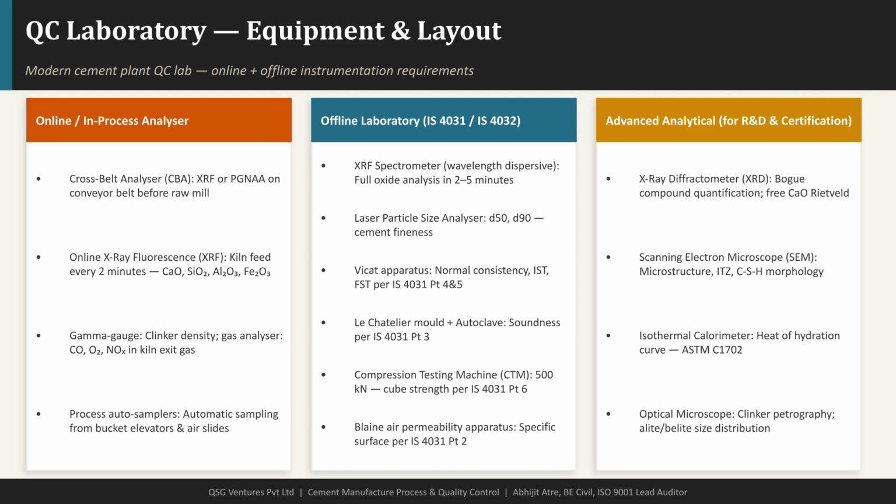A modern QC lab includes online, offline, and advanced analytical equipment. Online analyzers, like the Crossbelt Analyzer and online XRF, provide real-time data. Offline labs handle standard tests using equipment like XRF spectrometers and Vicat apparatus. Advanced analytical tools, such as XRD and SEM, support research, development, and certification.